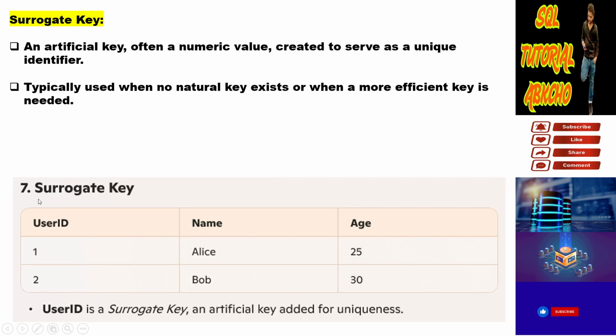Next we have the surrogate key. A surrogate key is an artificial column of a numeric value created to serve as a unique identifier, typically used when no natural key exists or when a more efficient key is needed. The best example of a surrogate key is the identity column. In our table below, we have user ID, which is chosen as the surrogate key, an artificial key added for uniqueness. Now move on to the next one.